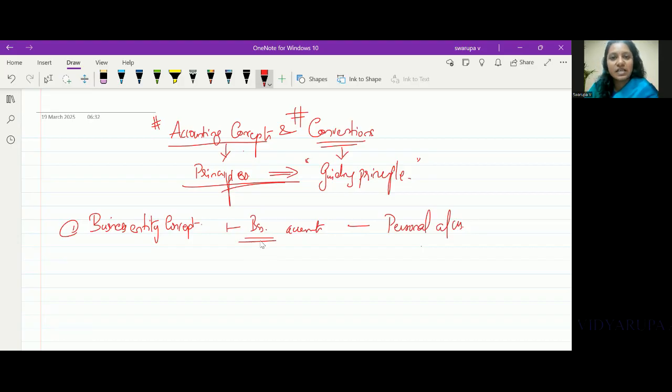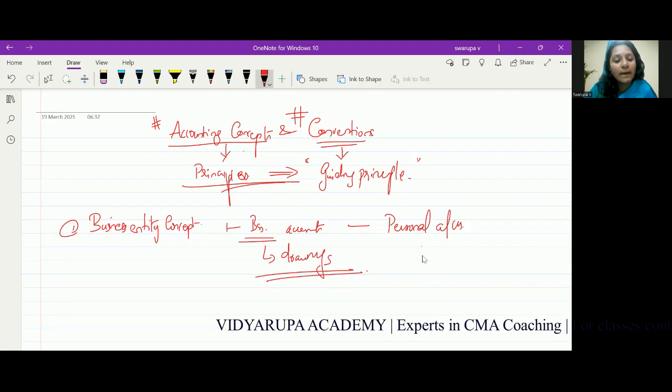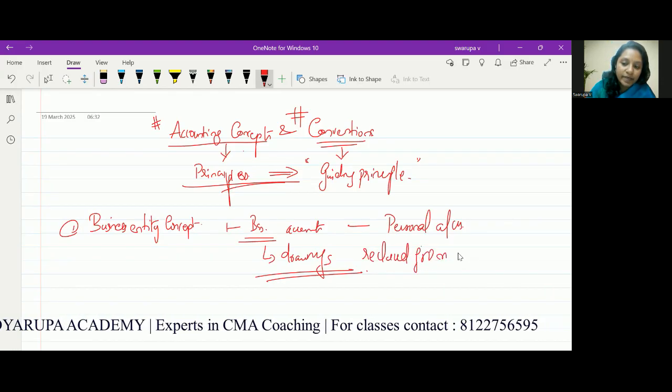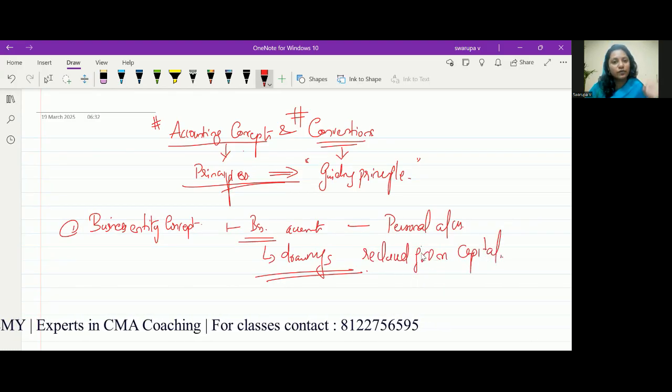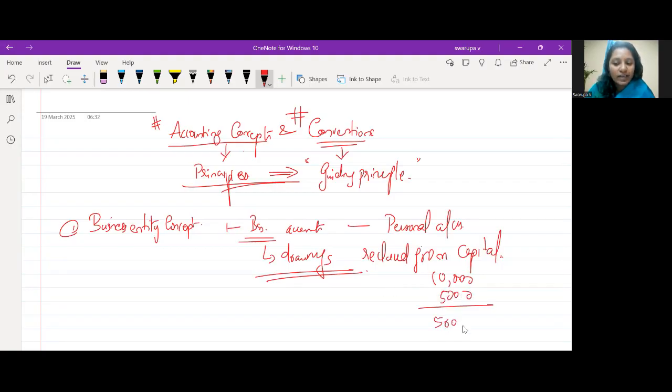All the amounts he withdraws for his personal expenses, we will debit to a drawings account. And what will happen to the drawings? Drawings will be reduced from capital. So, say he brings 10,000 rupees into the business and swipes 5,000 rupees for Diwali shopping on the business credit card. Now his capital balance will be only 5,000 rupees. The initial capital minus drawings will be the closing capital.